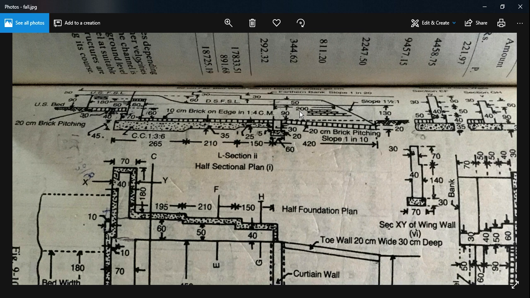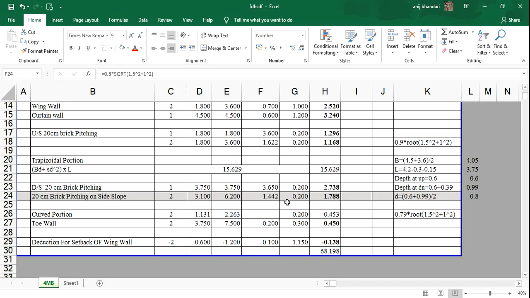0.8 is the depth at this portion, we calculated it, the vertical depth. How did we know that? We took the average of this and this. Here it is 60, here it is 60 plus almost 40, 100, and the average is 80, and that's the vertical depth. But we need a slant depth, so we are making it slant with the slope 1.5:1 over here. For 20 centimeter brick pitching, the depth is still 20. So we are done with downstream brick pitching.